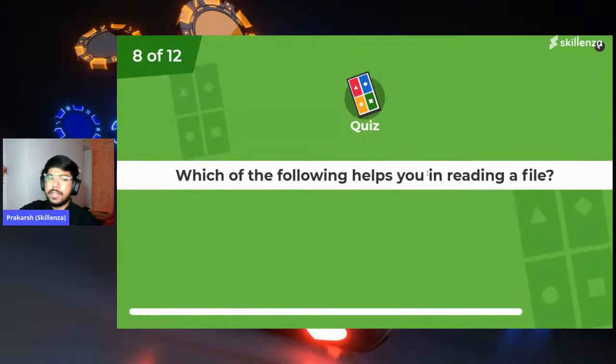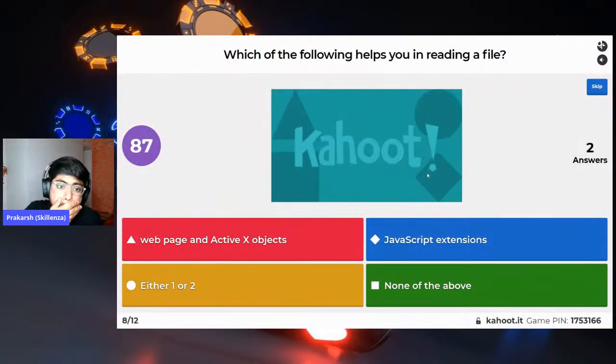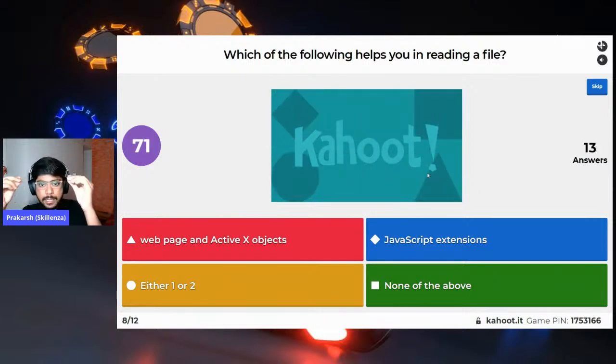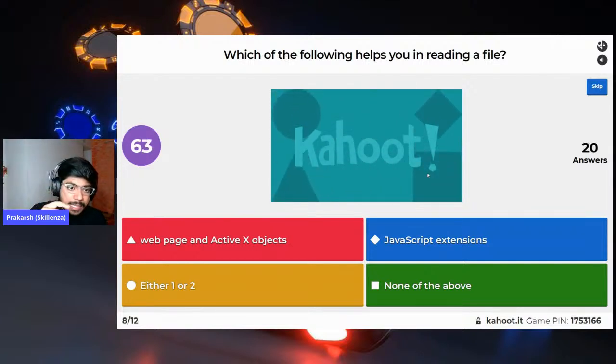Which of the following helps you in reading a file? Web page and ActiveX objects. Second option, JavaScript extensions. Either one or two, none of the above. These are the four options you have in front of your screen. Choose one.